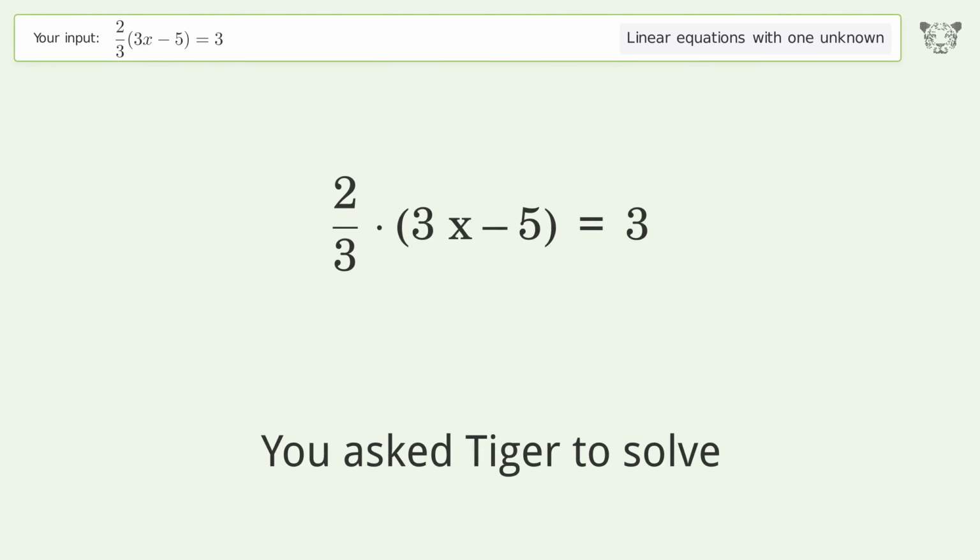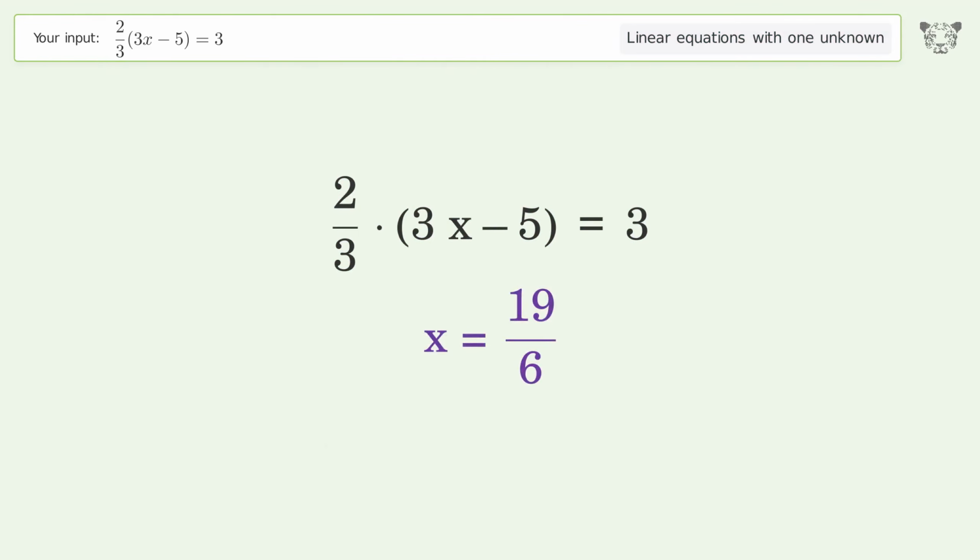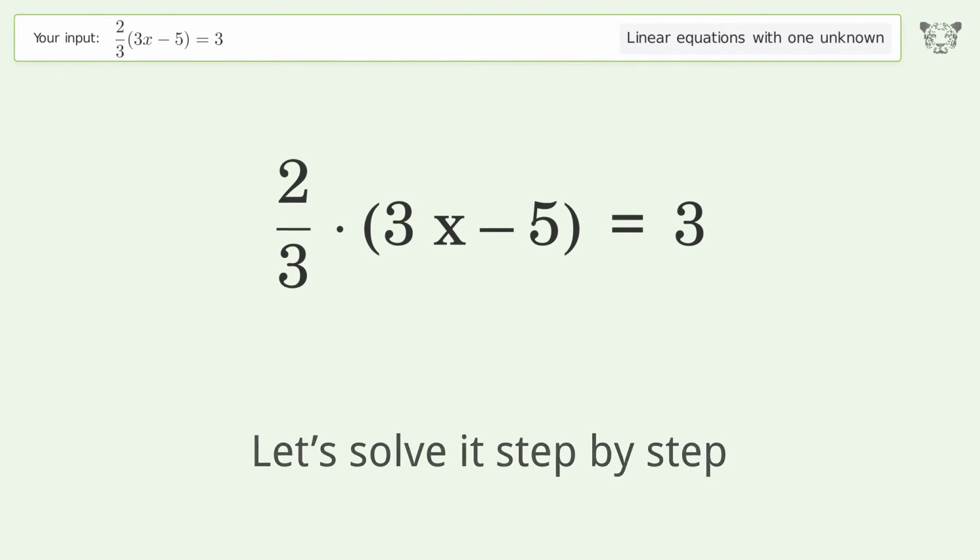You ask Tiger to solve. This deals with linear equations with one unknown. The final result is x equals 19/6. Let's solve it step by step.